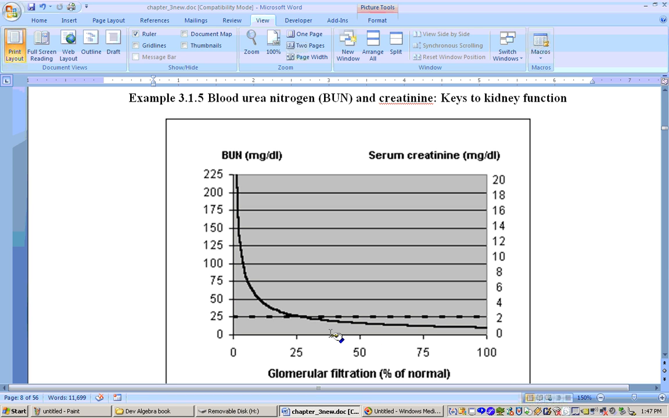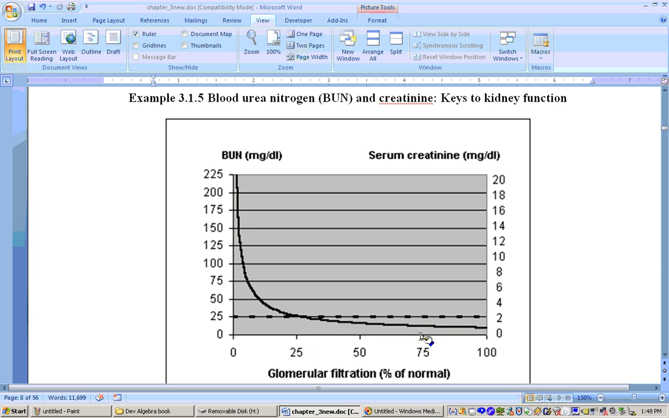And we can see that as your glomerular filtration percent of normal drops below 100%, you're fine. Your BUN isn't too high. Like, for example, down here at 75%, if your kidneys are functioning at 75%, your BUN level is still well below 25. Maybe it might be at 12.5. And your serum creatinine level would be somewhere between 2 and 0, maybe about 1 or so.